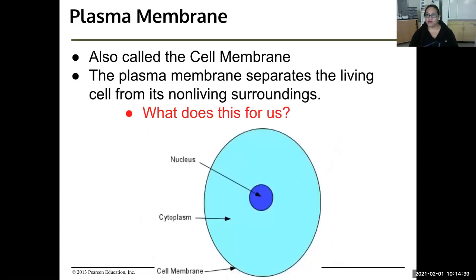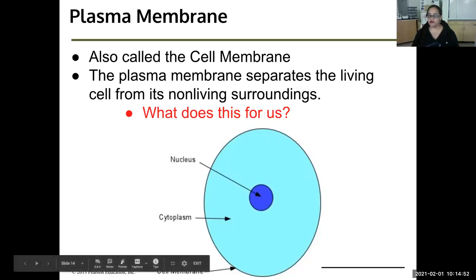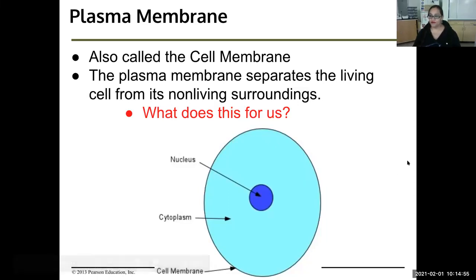The plasma membrane can also be called the cell membrane. You'll see it both ways. It separates the living cell from its non-living surroundings. So if you think about what do we have on us that separates our insides from our outsides? Anybody think of anything? No? All right. Skin, good, Christian, yep. A cell membrane is the skin of the cell.